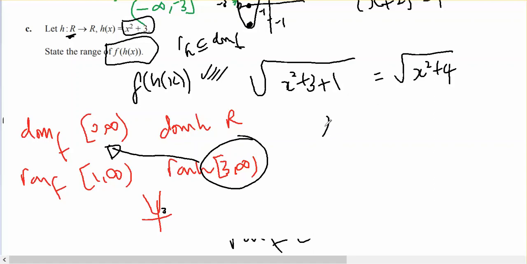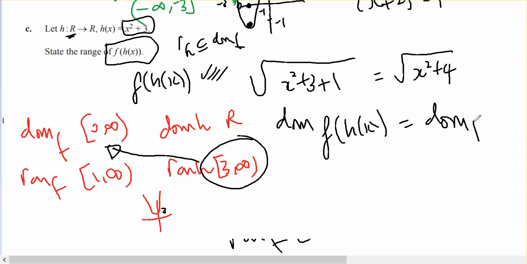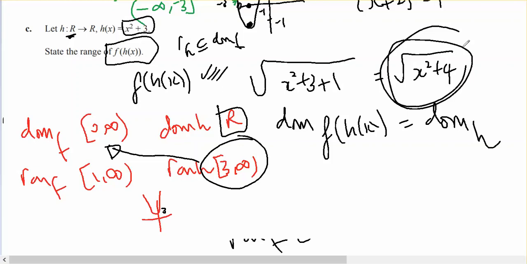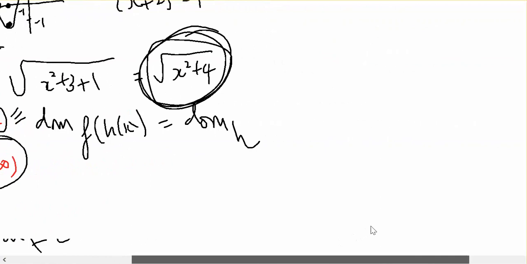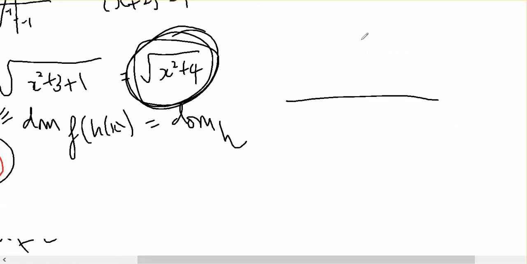So for f of h of x, its domain will equal the domain of the inside, which is h, which is all real numbers. So I've got to think about what does this look like for all real numbers. Now, it's not one of the functions I know, so what I'd like to do is to sub in some numbers and get an idea.